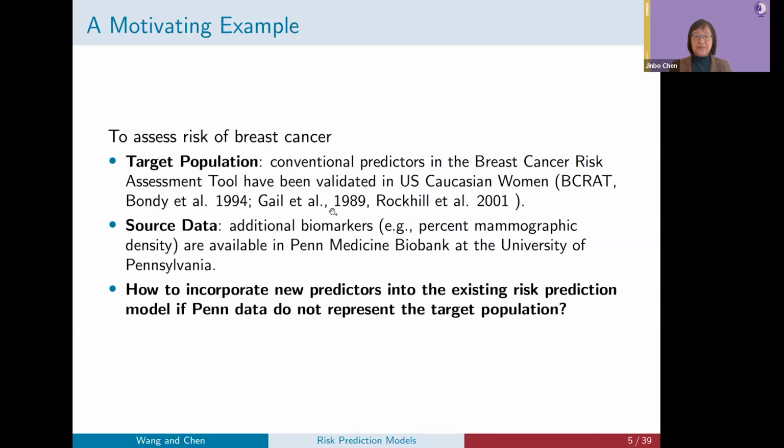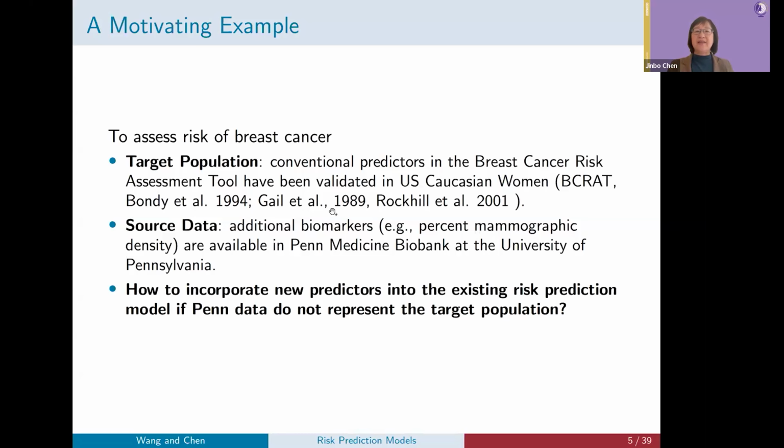So we wanted to actually evaluate the added value of mammographic density, measured as percentage mammographic density, the percentage of dense area on the mammogram image, or other density measures from the alternative imaging modes. The source data we have access to for mammographic density is from the Penn Medicine Biobank. So we want to actually incorporate the density data into the Gail model to see whether it leads to improvement.